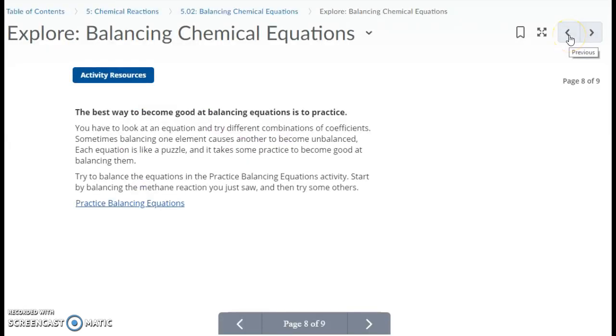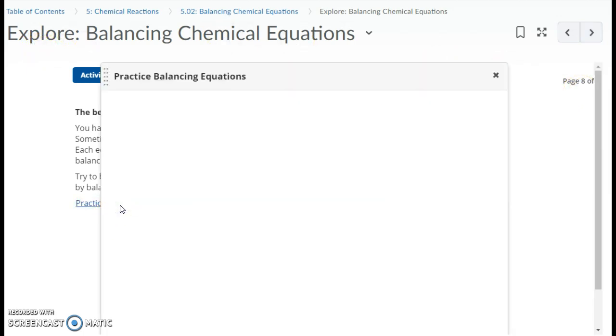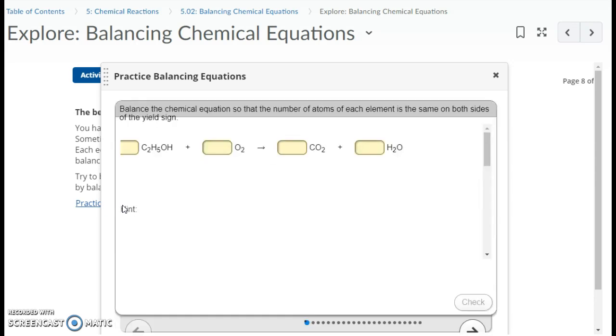All right, so we went through basically all the slides of practices. However, I do want you to go into the Explore lesson. If you go to slide 8, there's a bunch of practicing balancing equations, and the only way to get good at these is to practice. So they have a whole list of these that you can go through.